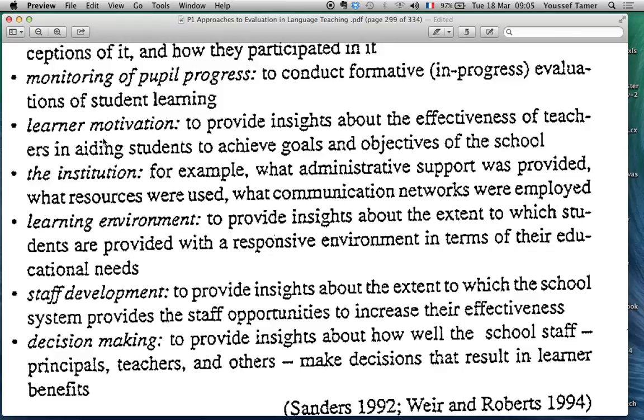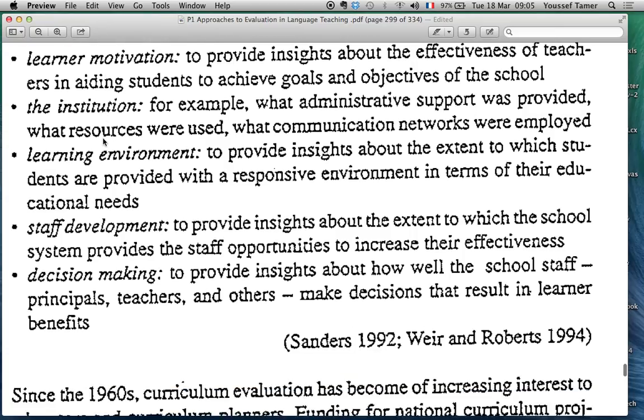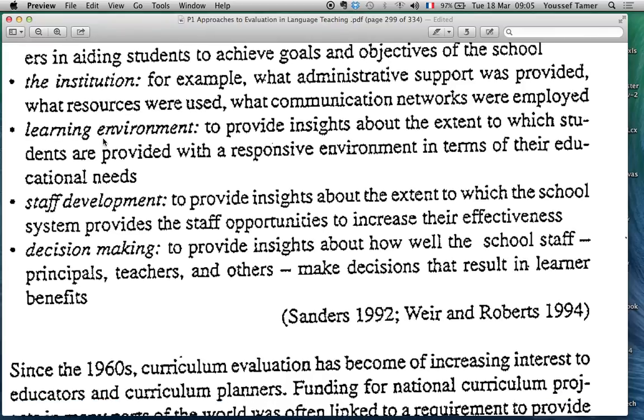In aiding students to achieve goals and objectives of the school. The institution, the school itself, for example, what administrative support was provided. Well, many things here we don't have, but we're required to teach you these things, okay, just to know them, maybe in the future, so we have better things and then you can apply these things. So the institutions, so we have to evaluate the administrative work.